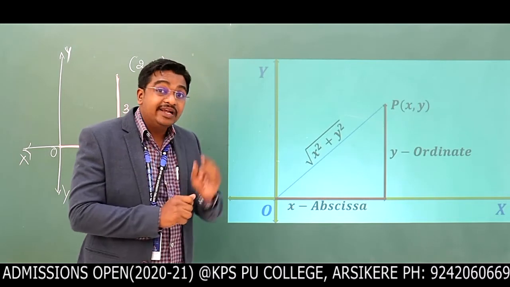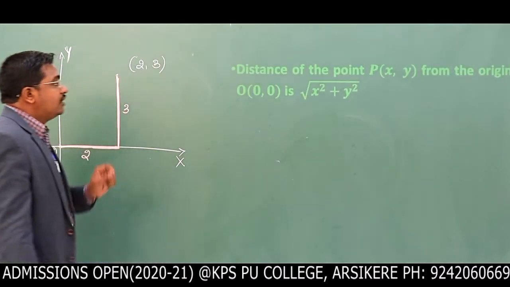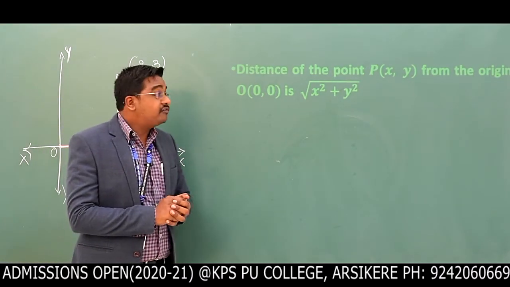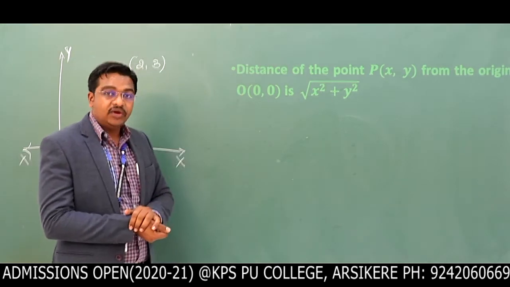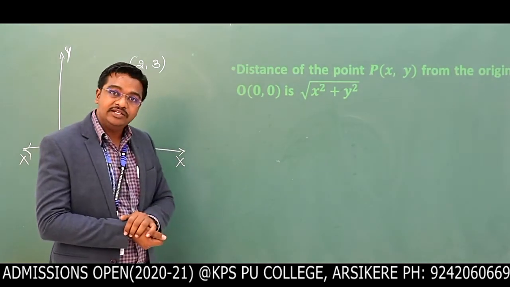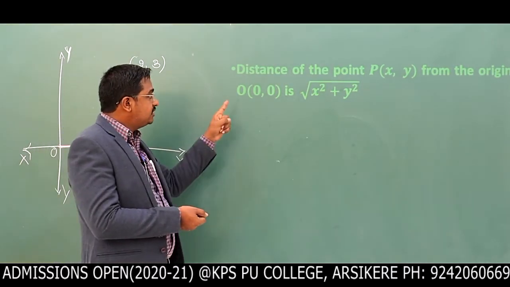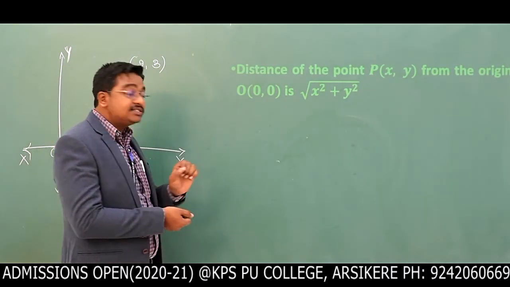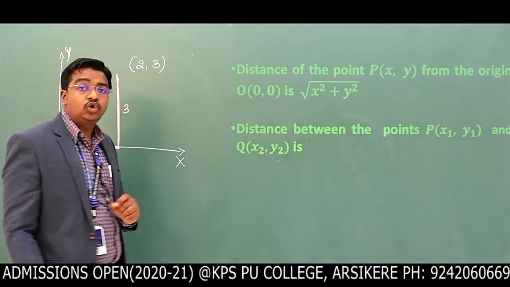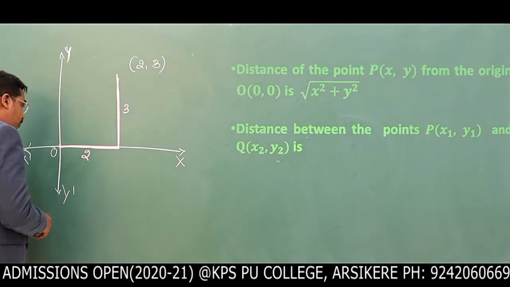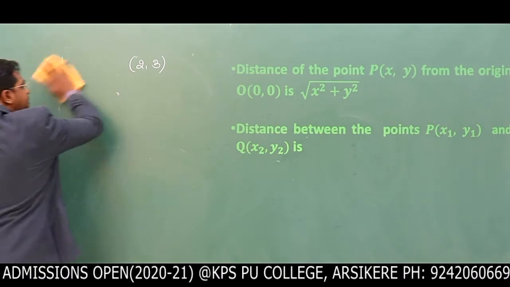So what we are studying is 10th standard. Okay, first formula. The distance of the point P of x comma y from the origin O of 0, 0 is root of x square plus y square. Understood? The distance of the point P of x comma y from the origin O of 0, 0 is root of x square plus y square. Okay. Similarly, what is the distance between the 2 points? The distance between 2 points we already studied, and you have learned the formula derivation.